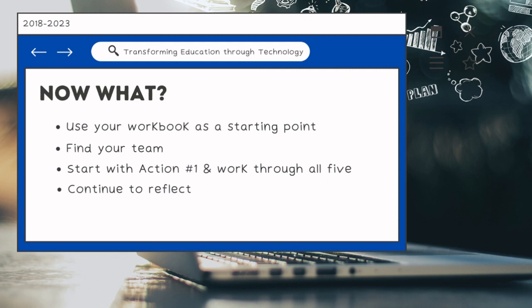Use your workbook as a starting point for a larger conversation around this goal. What obstacles and successes did you highlight during your reflection? Who else should be included in this conversation? Start with action number 1 and work with your team through all 5 action steps. Continue to reflect on what you are doing and what you have done to make this a sustainable and customized plan for your district.